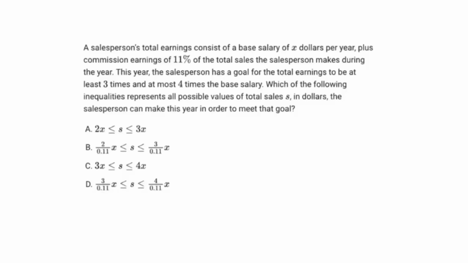A salesperson's total earnings consists of a base salary x dollars per year plus a commissions earning of 11% of the total sales the salesperson makes during the year. All right, so let's just write this out. So the salesperson is going to make a base salary of x, and he's going to get on top of that 11%. So we'll just express this as 0.11 of the total sales. So the total sales, let's just call it S.